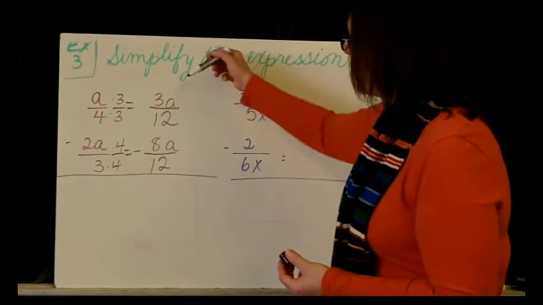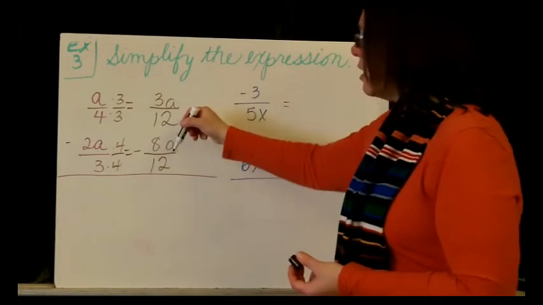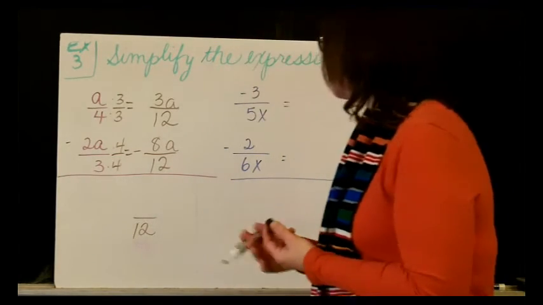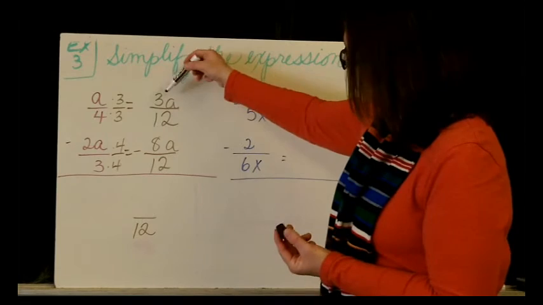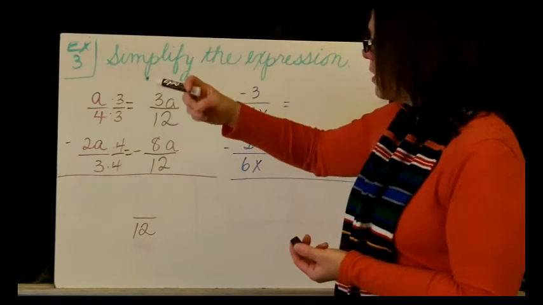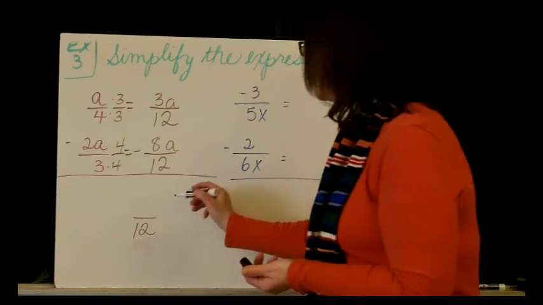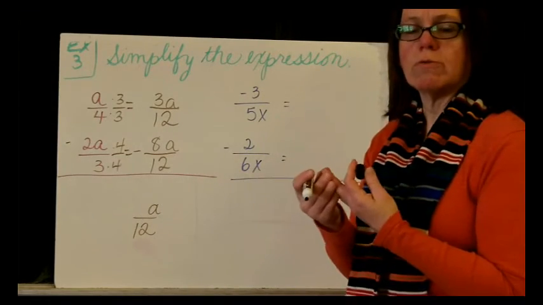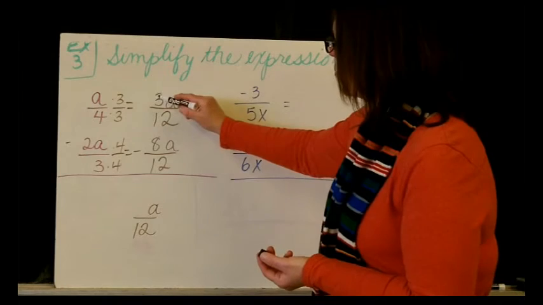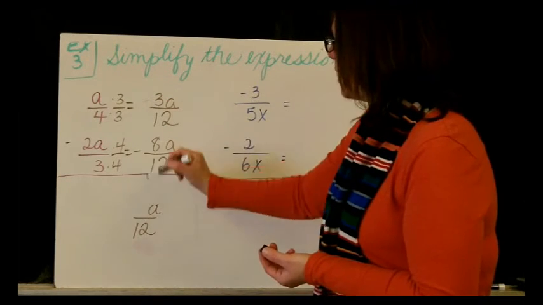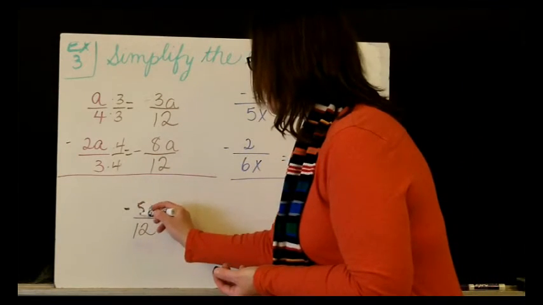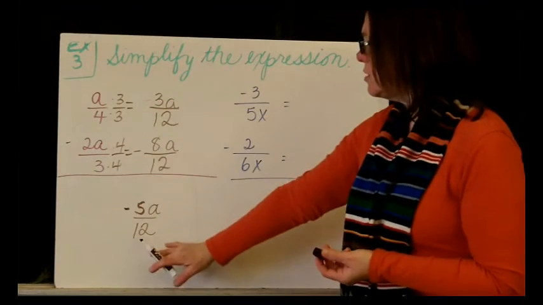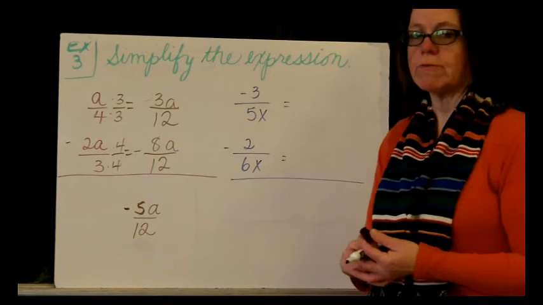And so now what we have is a positive 3a and a negative 8a. I know that our denominator is going to be 12. And when we are combining variable terms, that variable is going to stay the same, and we're just going to focus on the coefficients now. So we have a positive 3 and a negative 8, and together they make a negative 5. So the simplified form of these two expressions is negative 5a over 12.